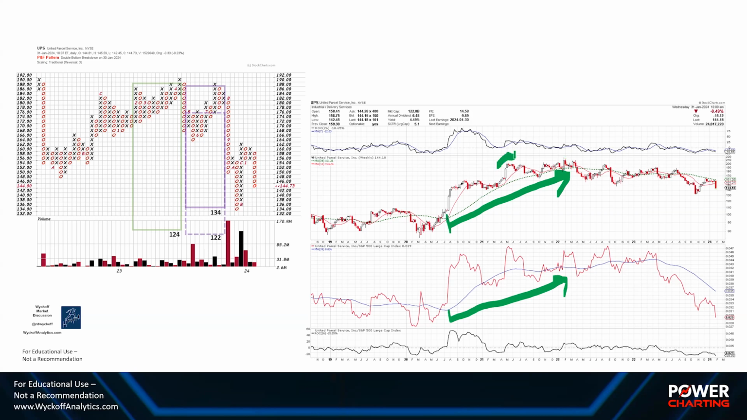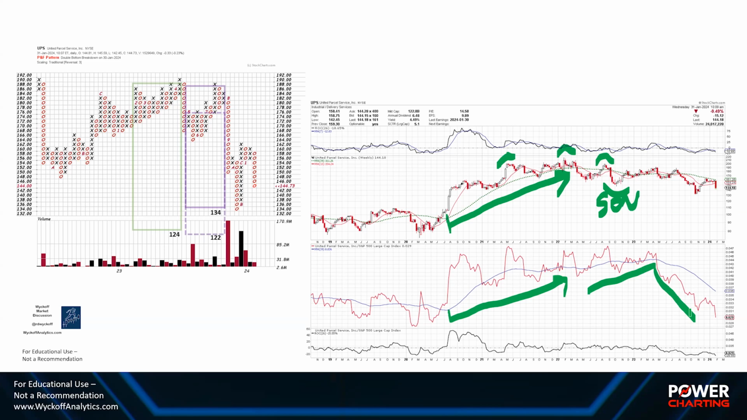You can see a climax here, an attempt to upthrust on a secondary test, a last point of supply over here, a sign of weakness here, and then a very poor rally attempt, which results in a downward stride. And you can see the relative strength turn down in 2023. And it's been a terrible underperformer in 2023.